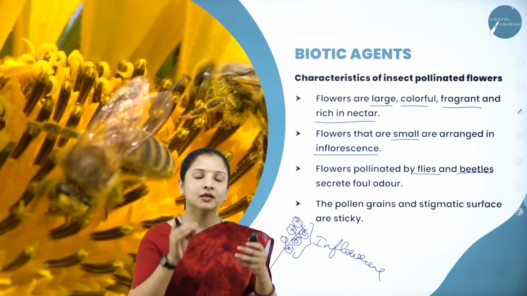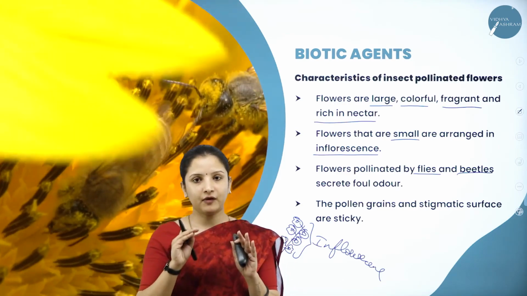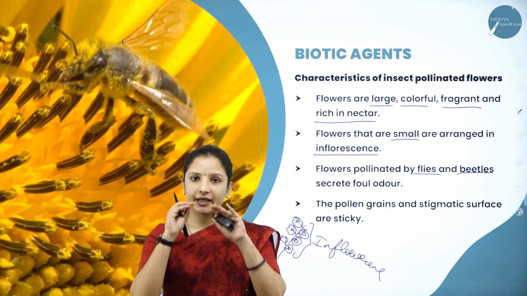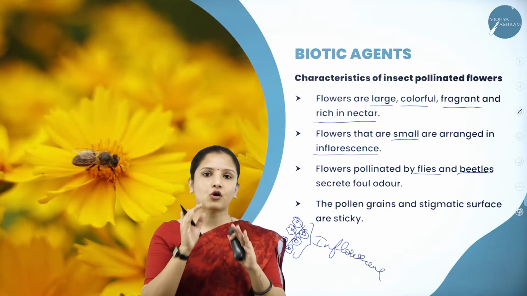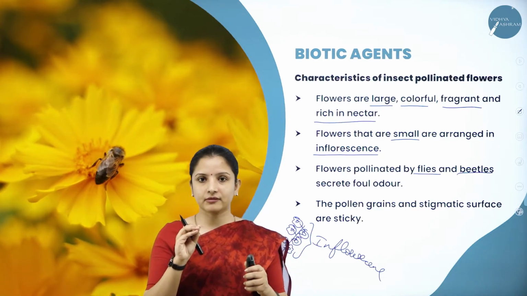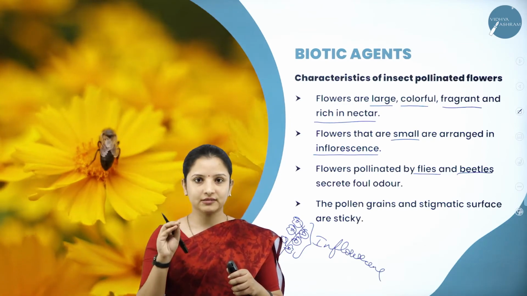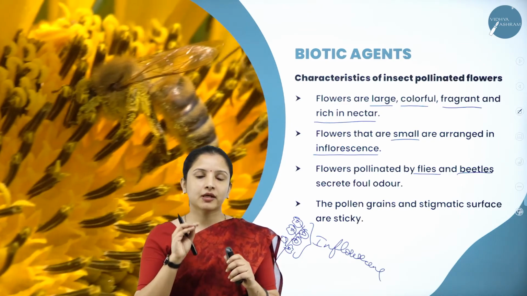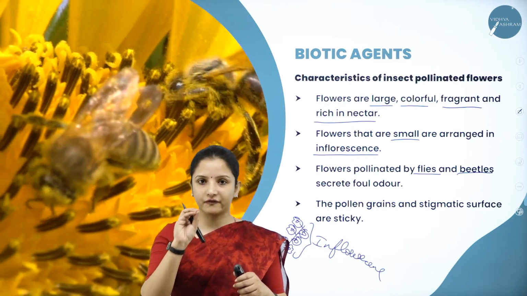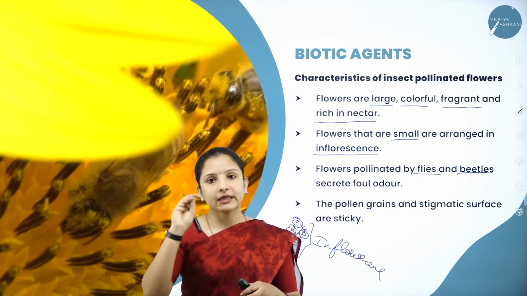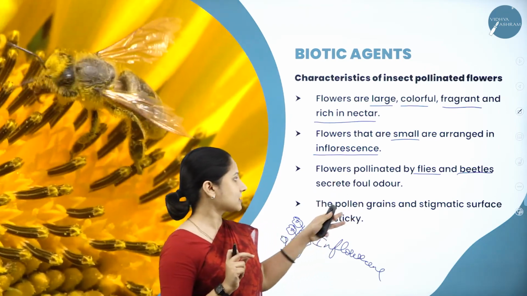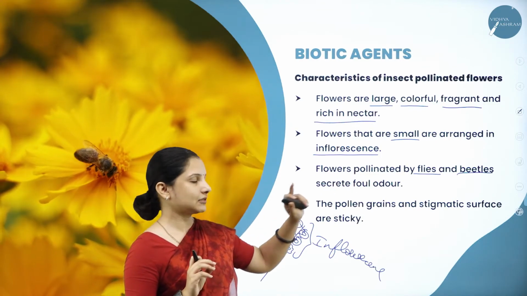And next, the pollen grains and the stigmatic surface should be sticky. Why should it be sticky? The insect will go and sit on one flower to feed on the nectar. When it is feeding on the nectar, obviously its leg or its whole body will be in contact with the stamens or the anther. So whatever pollen grains are there on the anther will stick onto the body of the insect, right? How will it stick? It should be sticky. Only if it is sticky is it possible for the pollen grains to stick on the body of the insect, or the insect should have a hairy thorax or a hairy antenna, all such things. So that is why the pollen grains and the stigmatic surface should be sticky.